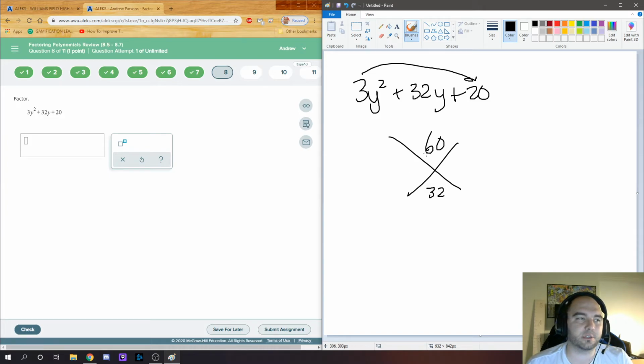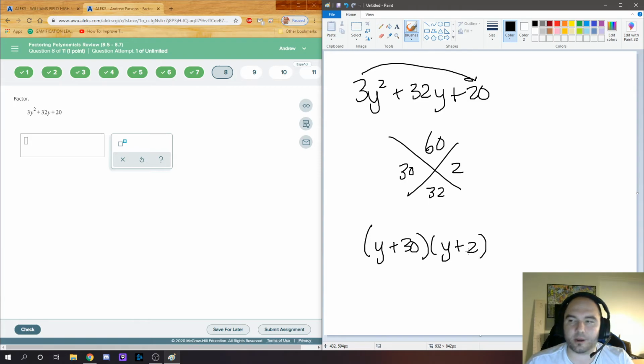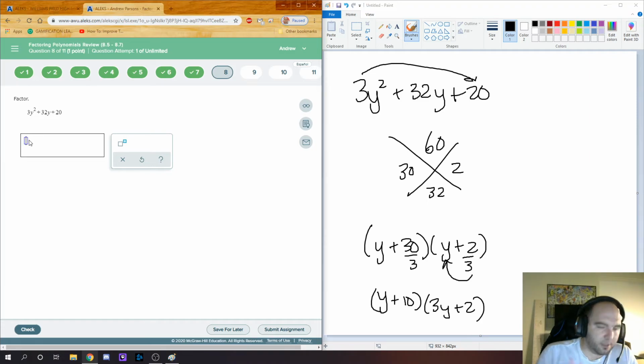Ooh, rough call. 60 is a kind of biggish number. Well, 30 times 2. So we get y plus 30, y plus 2. Remember, this is not correct. You have to correct it using this bottoms-up voodoo. 30 divided by 3 makes 10, the new true answer. And 2 divided by 3 is impossible, so I bring the 3 up to make 3y plus 2. So that is me using the bottoms up way to factor here. Notice it wasn't super longer compared to the ones that didn't have a number in front.